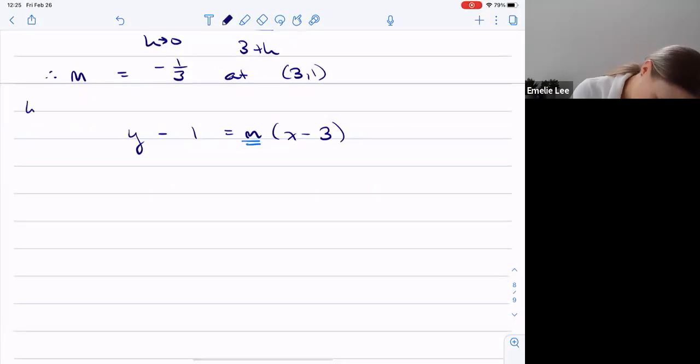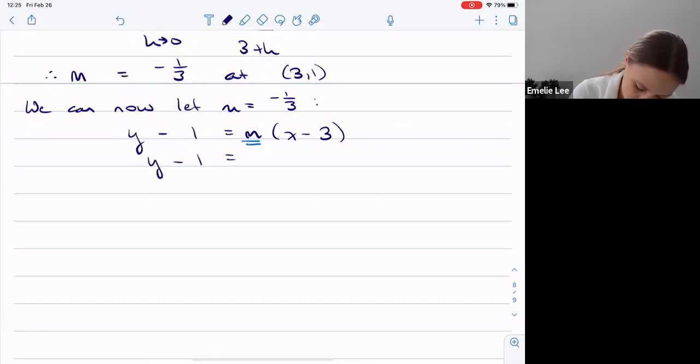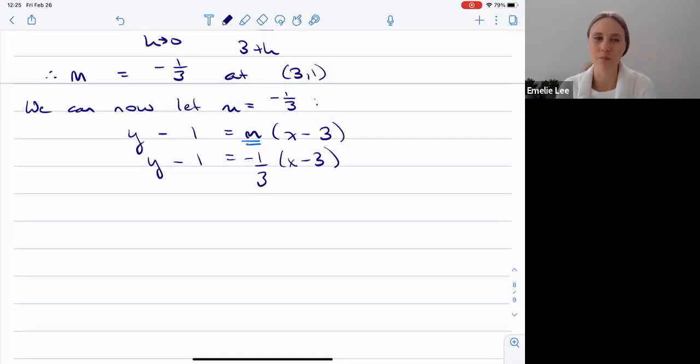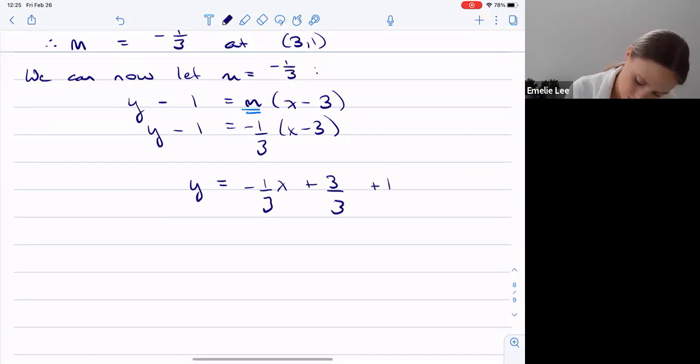So we can now let m be -1 over 3. So y minus 1 is -1 over 3 times x minus 3. We have all the components of finding the equation of the line, which happens to be the tangent line. And so I get y is -1 over 3x plus 3 over 3 plus 1. Hopefully I did that right. I did.